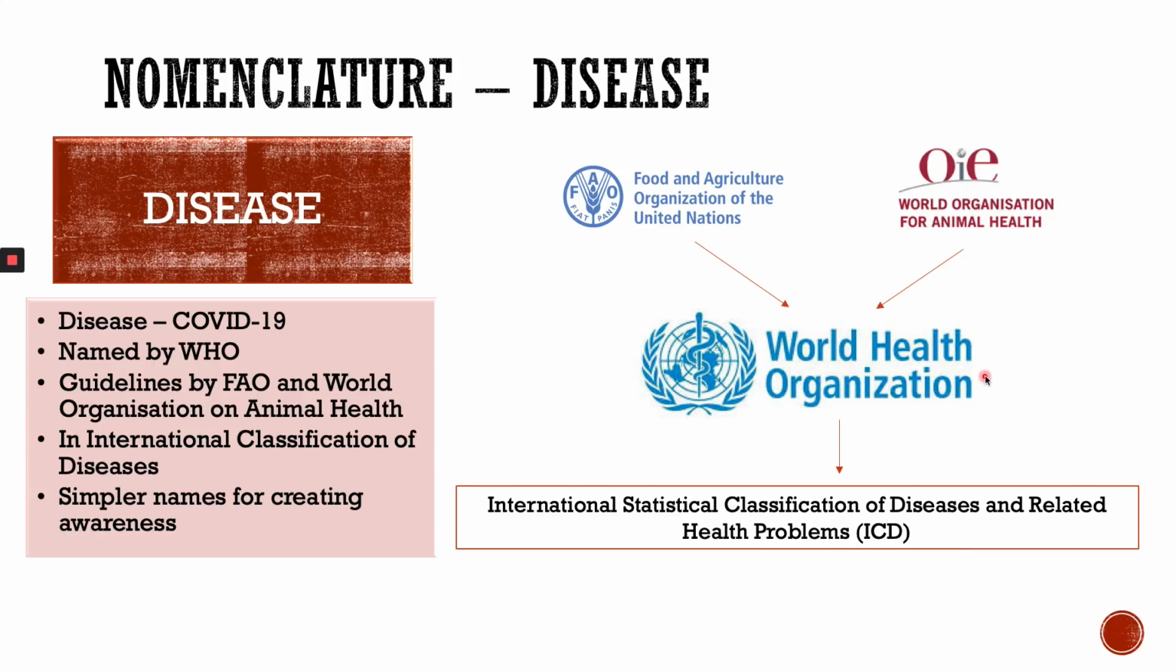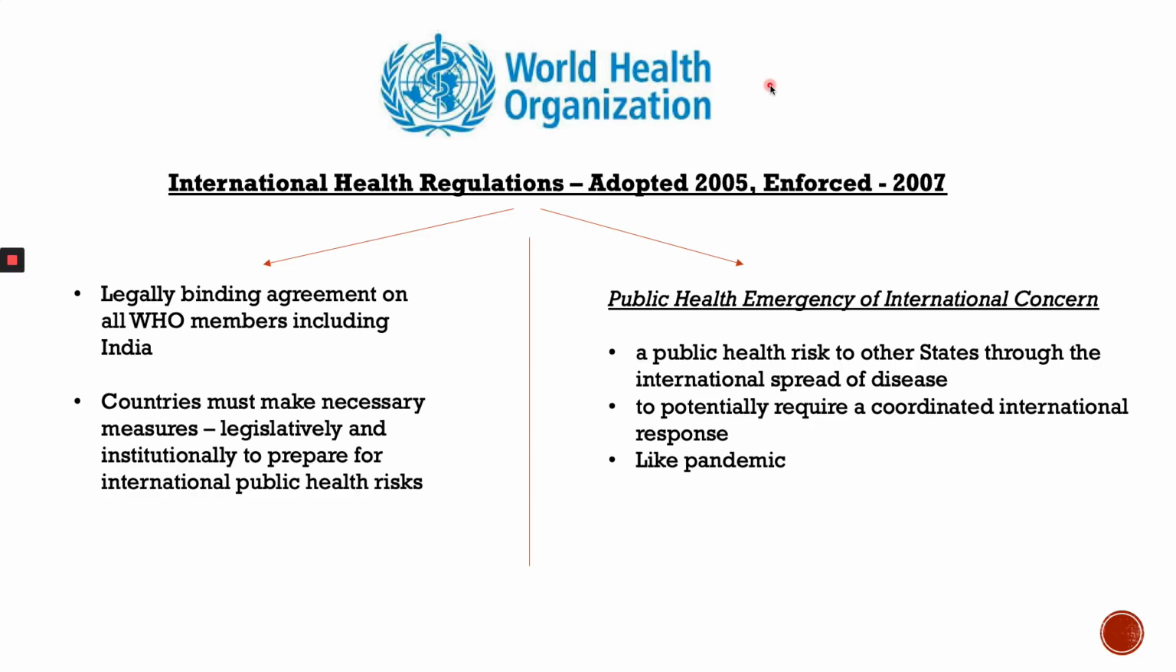Let us now focus on the role of the WHO. The WHO leads global efforts on creating safer practices and preventing public health disasters all across the world. And to fulfill the same objectives, the WHO came up with something called the International Health Regulations. These were adopted in the year 2005 and enforced in the year 2007. So, what are international health regulations? They very simply are legally binding agreements on all WHO members, including India, which means every member of the WHO is legally bound to implement what is written in the IHR, which is the International Health Regulations.